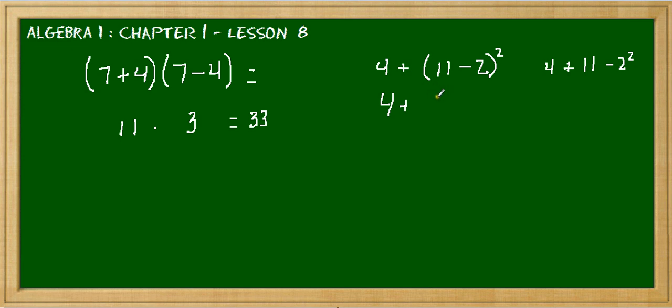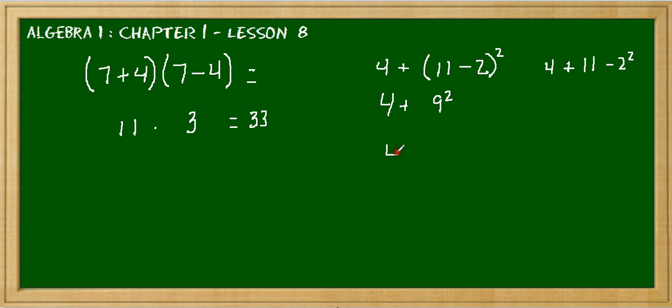Okay, now we can put the 9 in parentheses, or we can just say 9, but we're going to square it. So it'll be 9 squared. Everything that's inside the parentheses here is being squared. And what's everything? 11 minus 2 is everything, and 11 minus 2 is 9. So we're now squaring the 9. So we have 4 plus 9 squared.